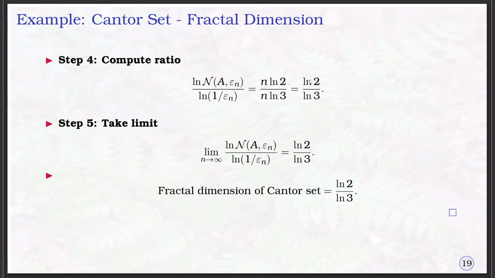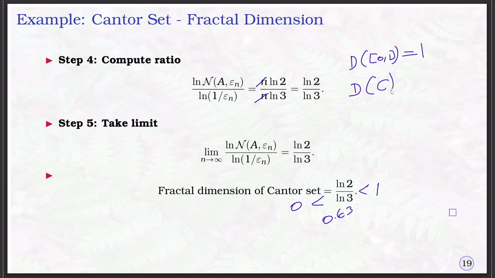Here it does not depend on the iteration, it does not depend on n. Therefore, as n tends to infinity, this quantity equals ln 2 by ln 3, which is less than 1 and greater than 0, approximately 0.63. Now, one can observe we obtained the fractal dimension of the closed interval 0 comma 1, which is equal to 1. Now, we obtained the fractal dimension of the Cantor set C, which is equal to ln 2 by ln 3.